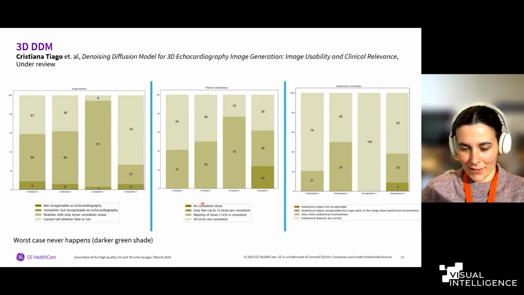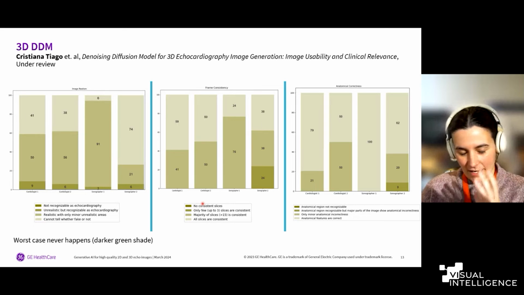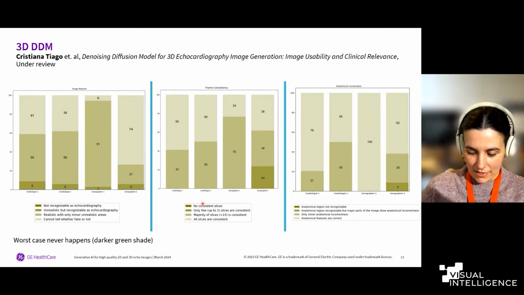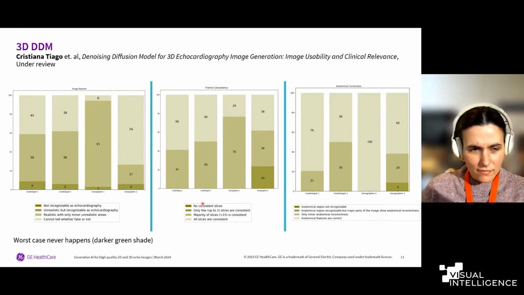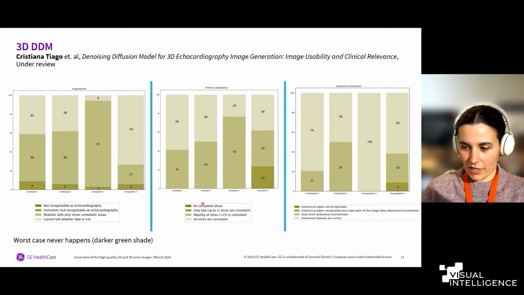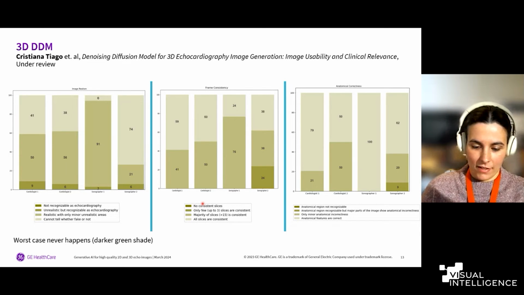So having that as a baseline, we then showed them the synthetic data sets, and these are the results. The worst case never happens on any parameter; the synthetic image is never that bad. In terms of image realism, what the graph says is that all of the users considered more than 90% of the synthetic data set we showed to be realistic. So they were not able to tell which images were fake and which ones were real.